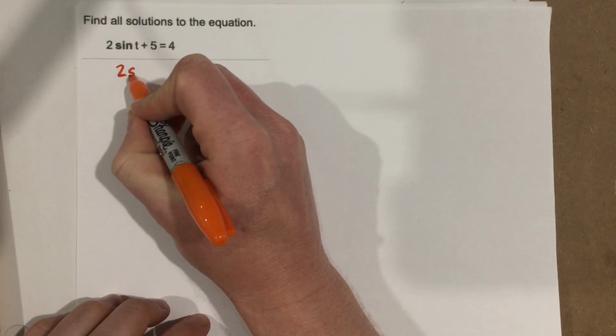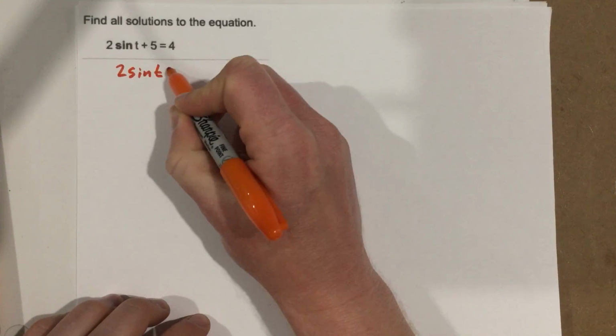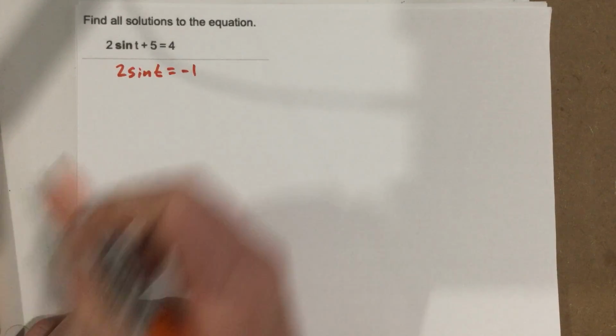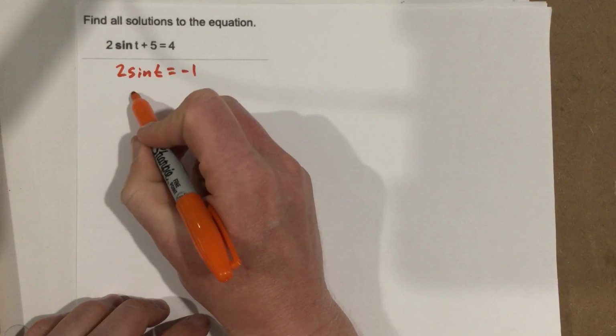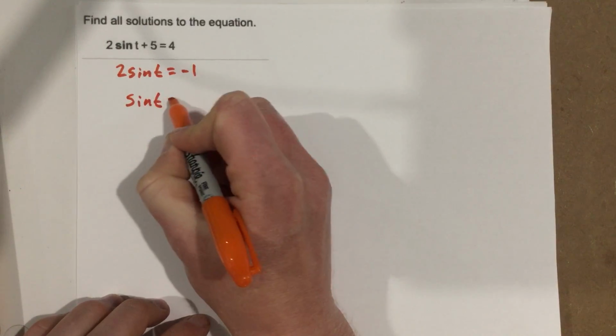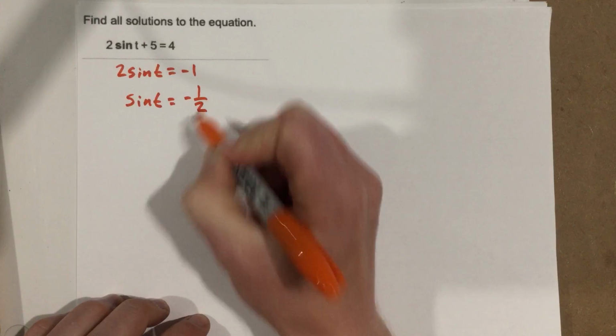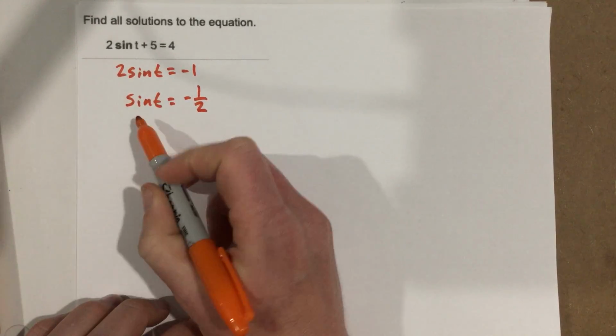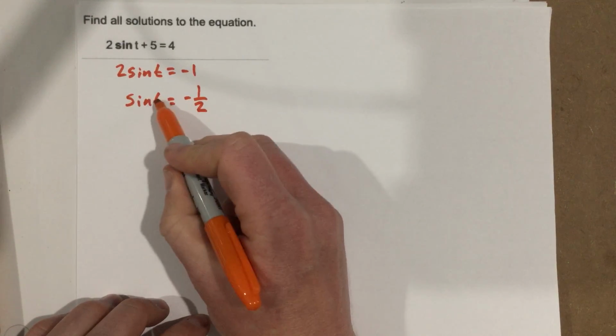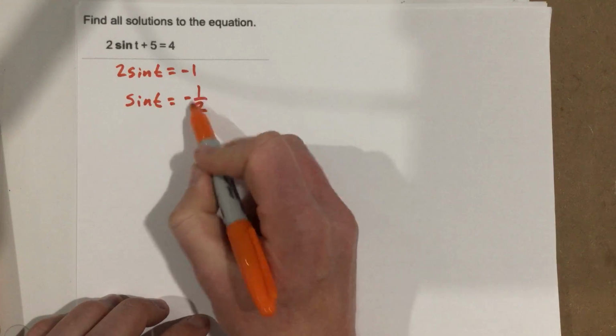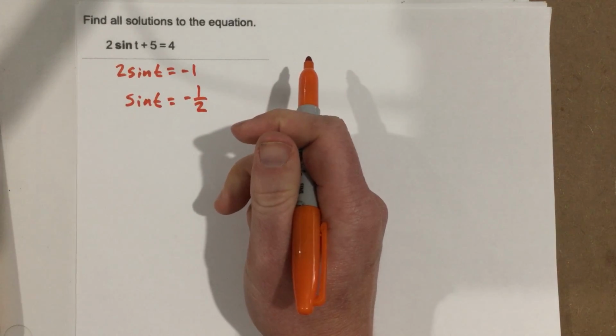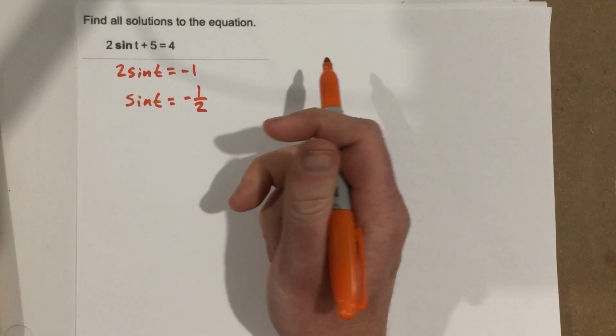We get 2 sine t equals -1. Now let's divide by 2 on each side, so we get sine t equals -1/2. Okay, so we're trying to figure out what angle does sine equal -1/2. So let's grab the unit circle and take a look.